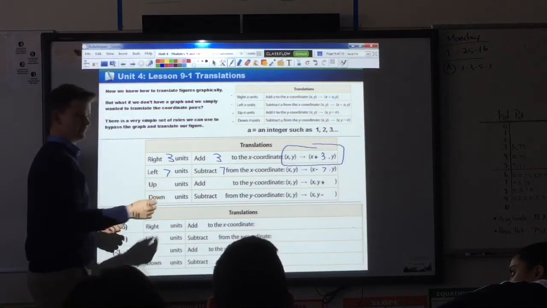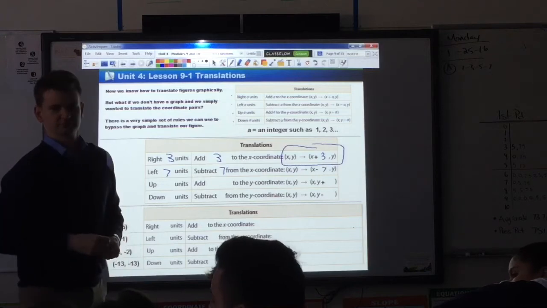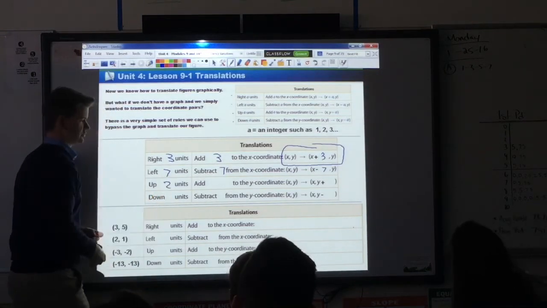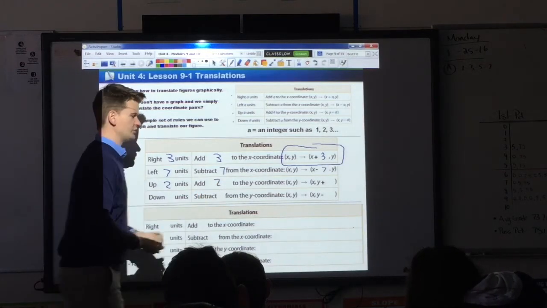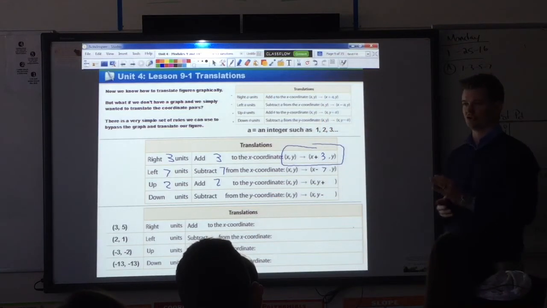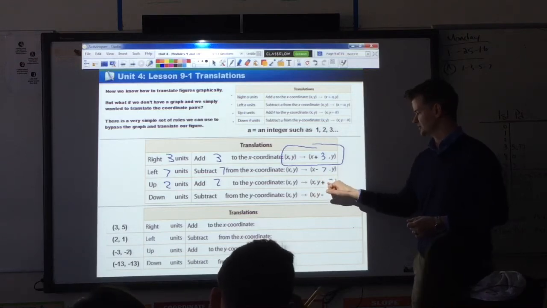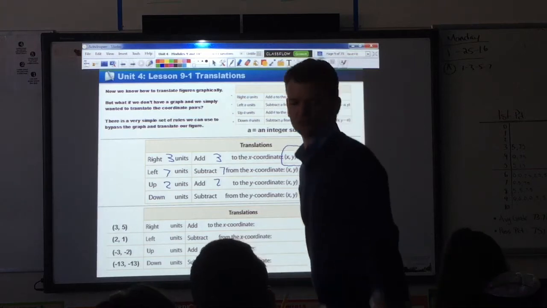All right, so if we go up, give me a number, Laura. 2. So we want to go up 2 units, which means we're going to add 2 to the y coordinate. So the coordinate notation looks like this, x comma y. Make sure you're paying attention to how to do this because you're going to have to write rules in the next section. x comma y plus 2. Pretty simple, as long as you just follow the rules in your notes.